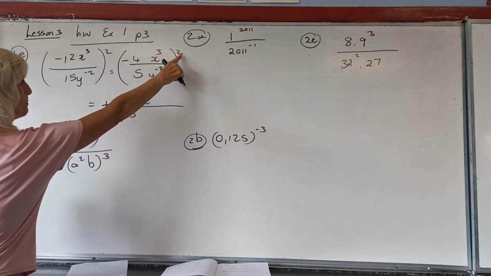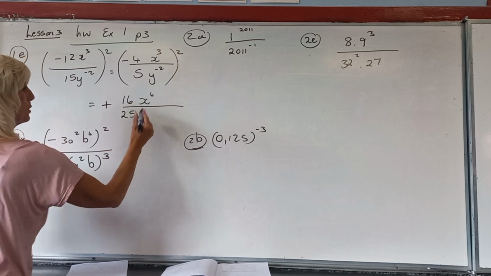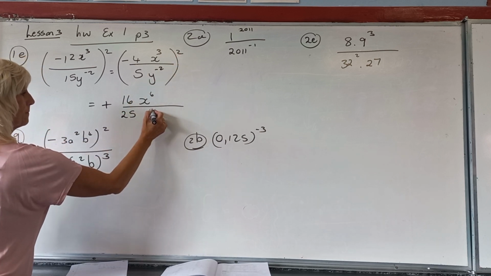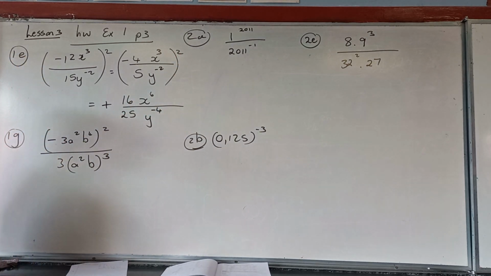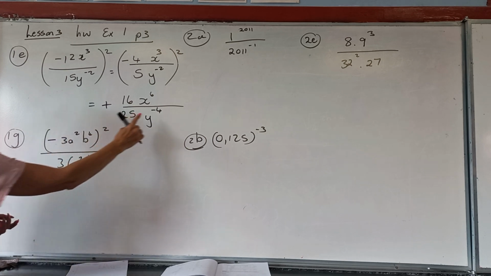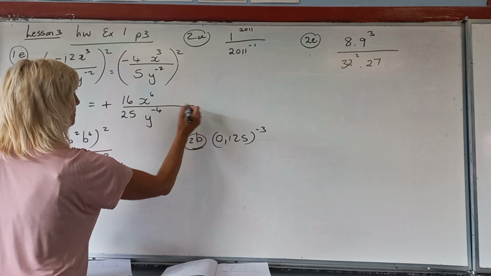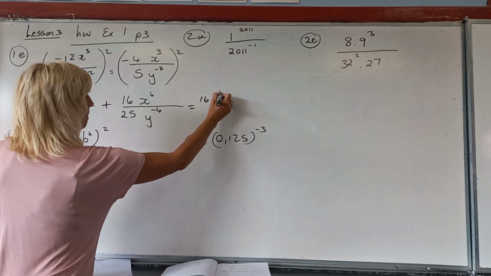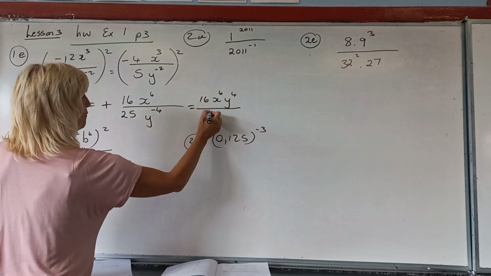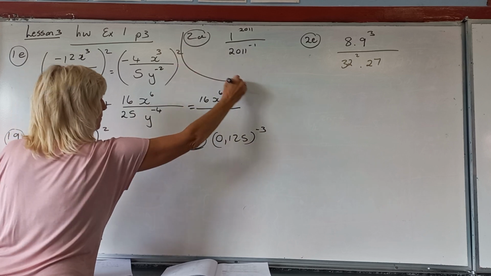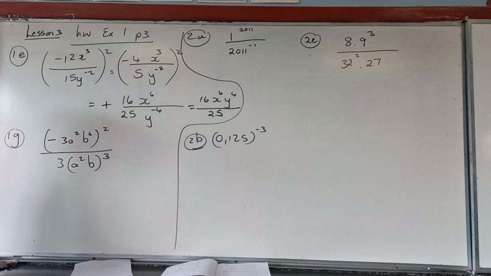So we've got exponents multiplied in. So we've got y to the power of 4. Will we leave it that way? No, we're going to take that y to the power of 4 to the top. And it's going to become y to the 4 over 25. Are you with me? Yes, ma'am.